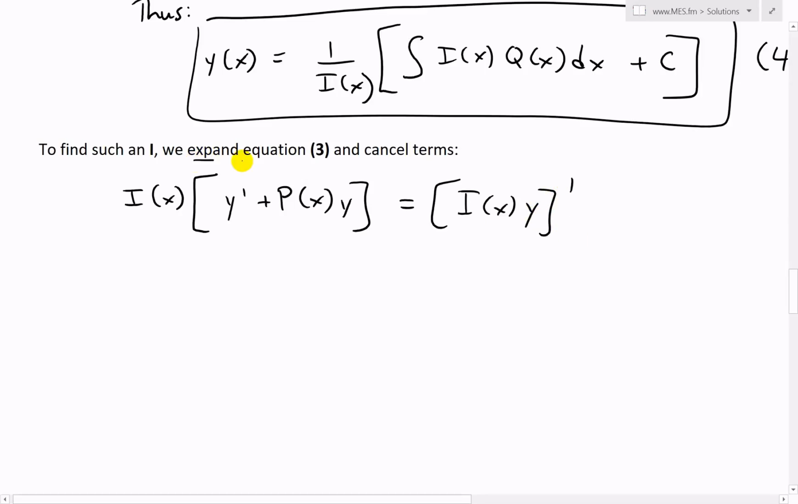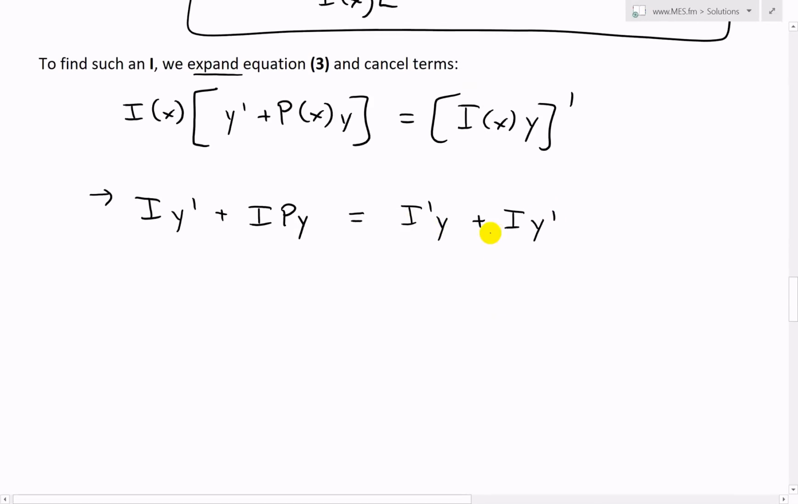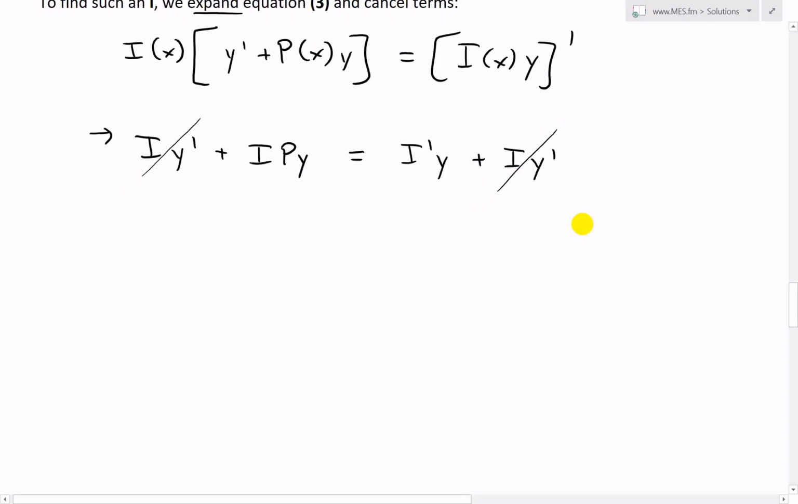First thing is we expand this by multiplying I of x inside, and I'll just remove the x to make it neater. So I times y prime plus I p y, and the right side equals the derivative of I y. Using the product rule, this is going to be I prime times y plus I times y prime. Notice the like terms here: I y prime cancels with I y prime on the right side. So what we're left with is I p y on the left and I prime y on the right.